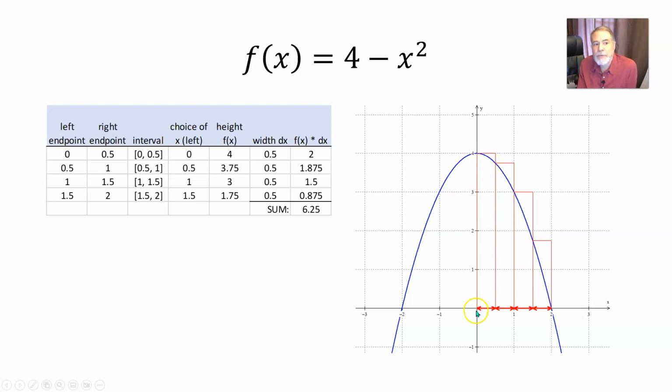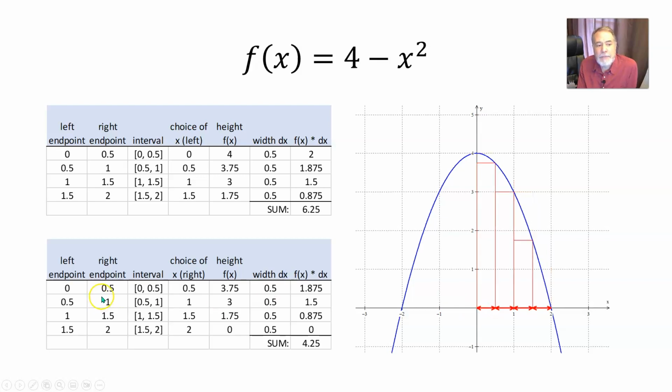endpoint of each subinterval. But if instead I had plugged in the right endpoint, like 0.5 for the first interval, 1 for the second, 1.5 for the third, and 2 for the fourth, then I would have gotten these rectangles with these heights. And so the area of each rectangle is its height times its width. And if I add those 4 areas together, they add up to a total area of 4.25.